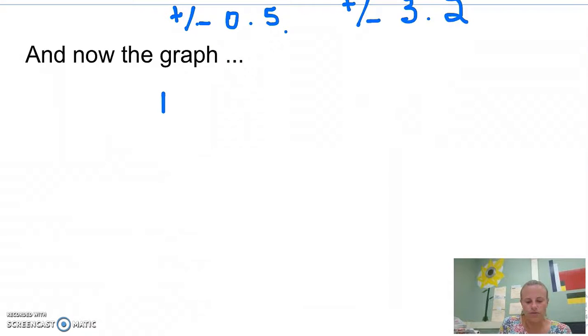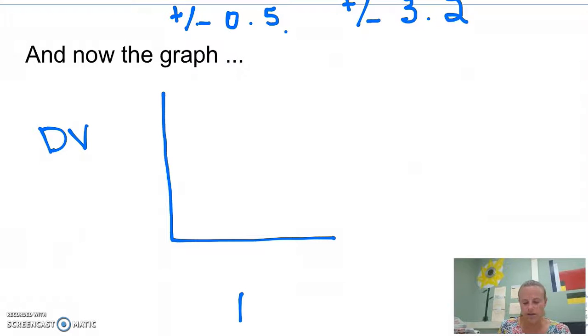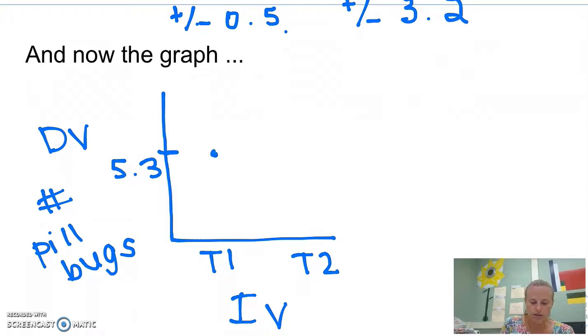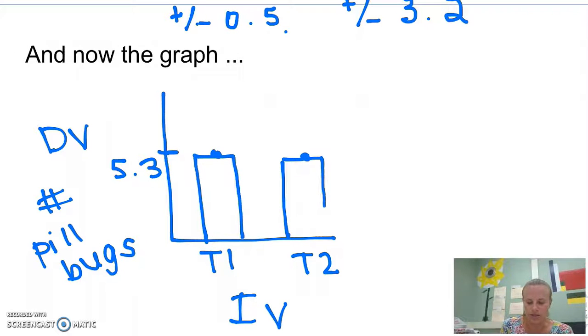So how would we construct a graph that represents our data? So first of all, we're going to put our dependent variable and our independent variable on either side. We want our number of pill bugs, and then we want trial 1, and we want trial 2. Well, in both cases, our average was 5.3. So trial 1's average was 5.3, and trial 2's average was 5.3. I could put bars in if I want. You don't have to put the bars in if you don't want to. You could just leave the dots.